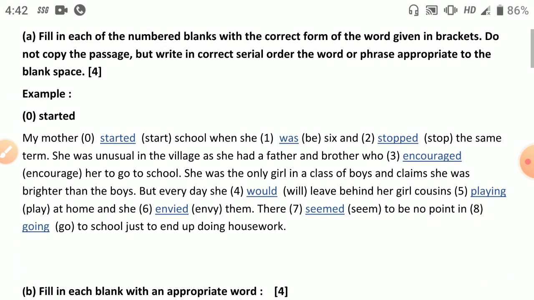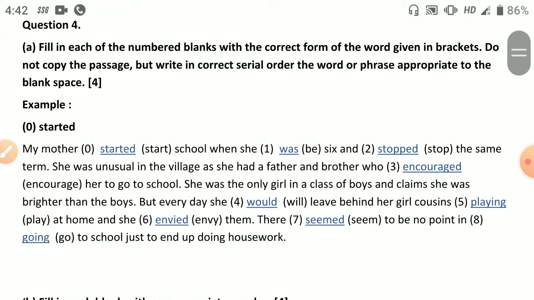The first one is a passage based question, where the one example they give you is whether it is starting with the past tense or the present tense, which we have to keep a note of. So let's start with that. My mother started. So this word is already given to us. Based on this, we have to move ahead. My mother started school when she was six, that is, was. It will not take am, it will not take is. It's past tense, and it is third person singular, she, so it will take was. She was six and stopped the same term.